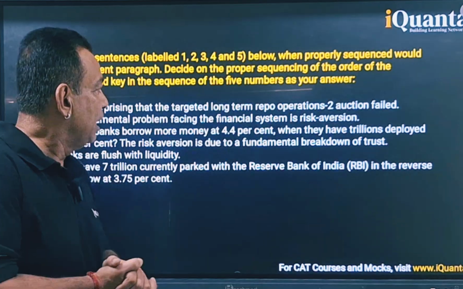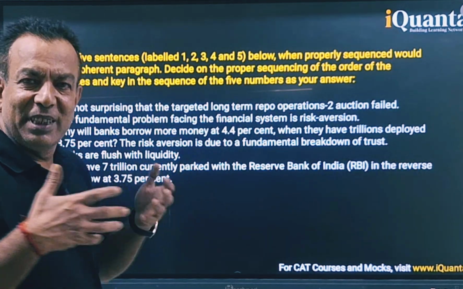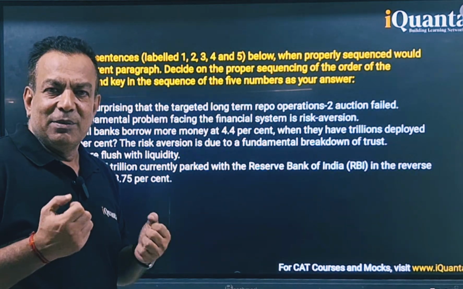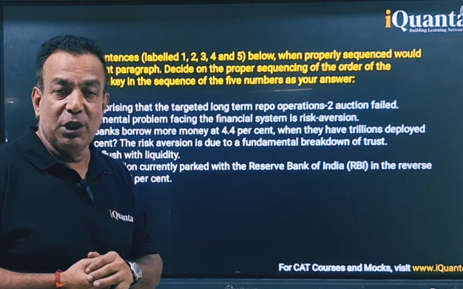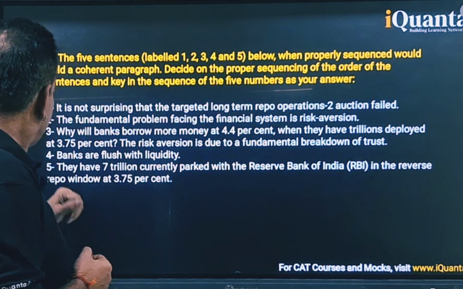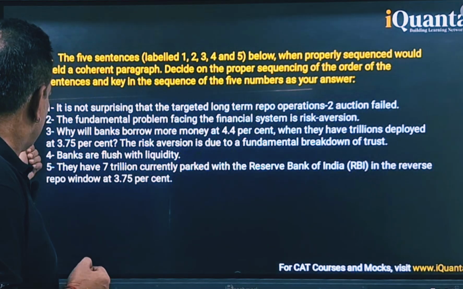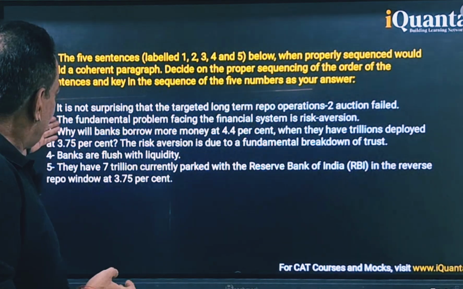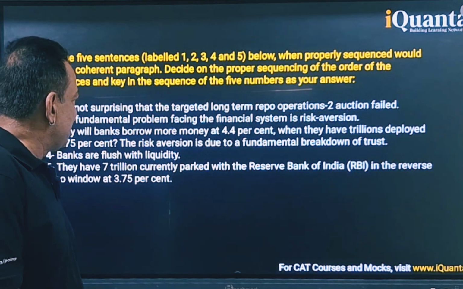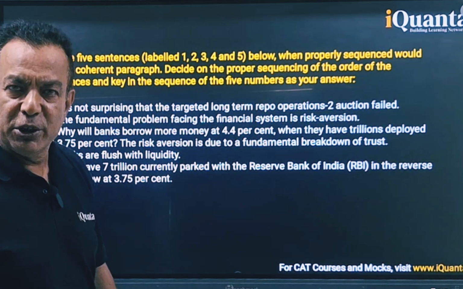It has the introduction part. It's dealing with a problem, that is risk aversion. That's the fundamental problem in the financial systems. So that could be one. Rest, there are questions, and obviously there are details. So I would say the first sentence would be the fundamental problem facing the financial system is risk aversion.